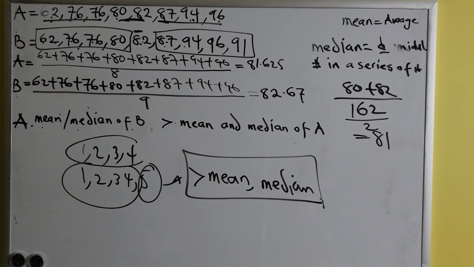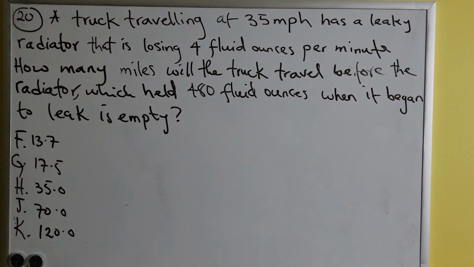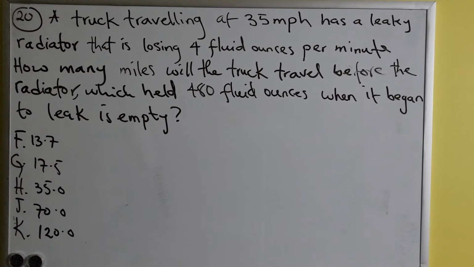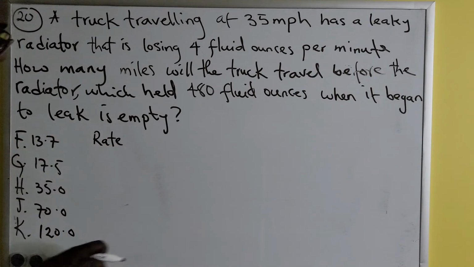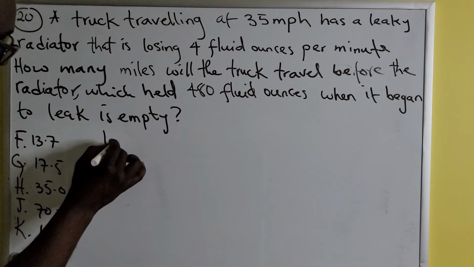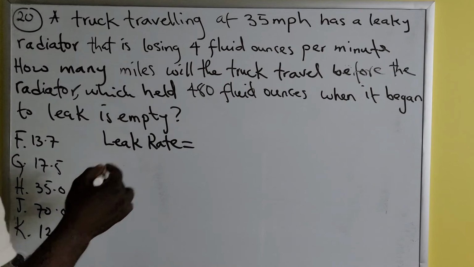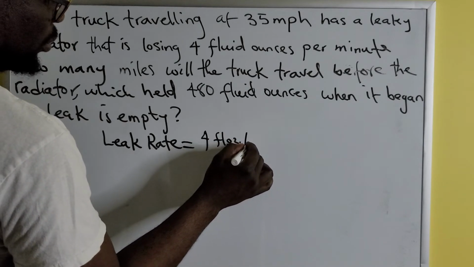So let's go to question 20. I think that's what we're doing now, question 20? Question 20 says, a truck traveling at 35 miles per hour has a leaky radiator that is losing 4 fluid ounces per minute. That is a rate. How many miles will the truck travel before the radiator, which held 480 fluid ounces when it began to leak, is empty? So they gave you a rate for the leakage. I'm going to call it leak rate. That's the rate at which the fluid is leaking: 4 FL ounce per minute.